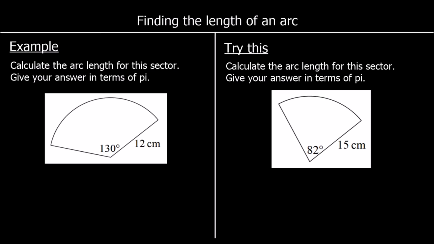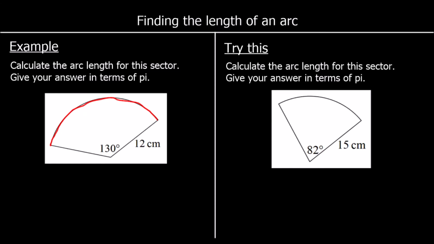Finding the length of an arc. An arc is part of a circumference of a circle. So here we've got part of a circle. We've got 130 degrees of a circle. So a whole circle is 360 degrees. We've got 130 degrees of it. And we need to find the arc length of this sector. So that means finding the part of the circumference that we've got. So the length of the part of the circumference that we have here.